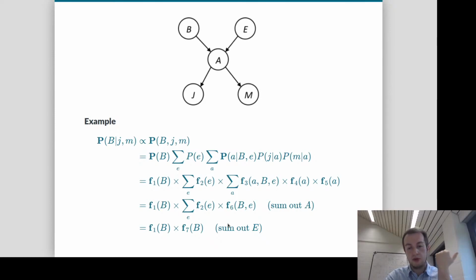Then we would do this again and sum out the next hidden variable. In this case, there is only one left, which is the variable E. So we would combine f2 and f6 together into a new factor f7, which depends on B. And then finally, we would have two factors, f1 and f7, which we would recombine into a last factor, f8, let's say, which then allows us to compute this joint probability distribution.